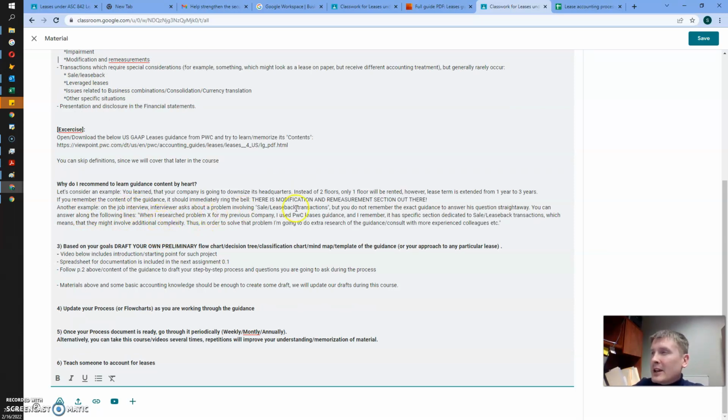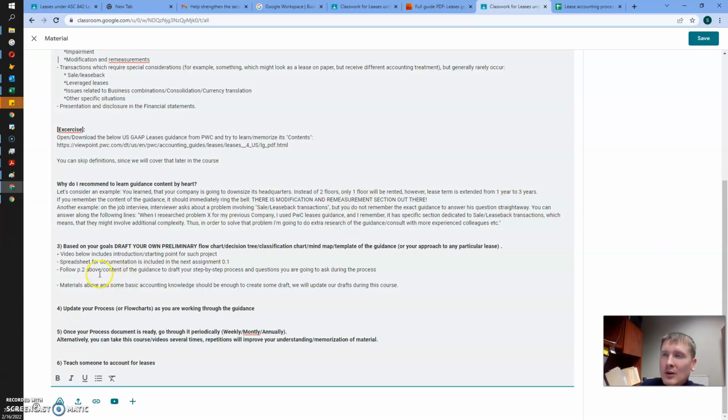And the other example I have here is for a job interview. If you don't know an answer to some specific lease questions, some complicated one, but you remember that was like an exception, or that was like a specific case in the guidance, you can bring it up on the interview and say, okay, I don't know what the treatment for sale and leaseback is, but when I was going through the lease guidance, I noted that it was stated separately. So I believe it can have some treatment different from typical leases.